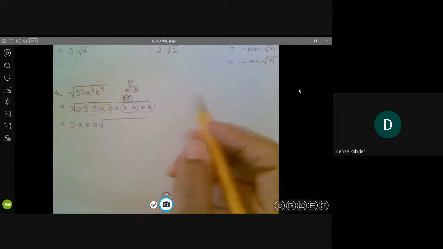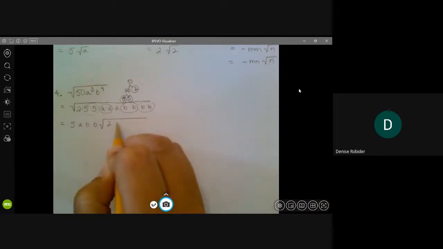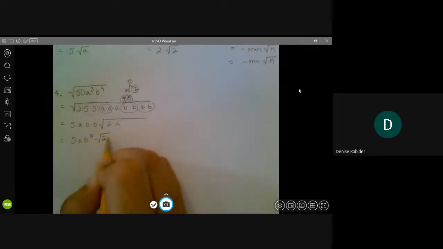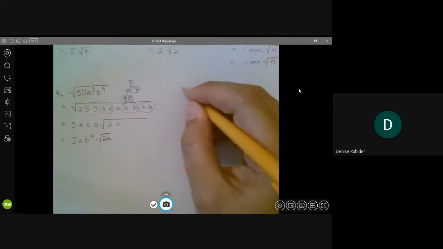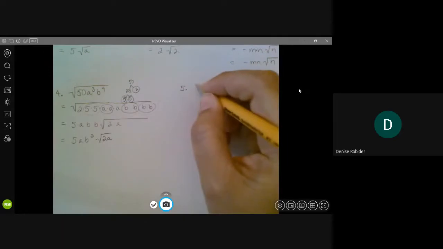Now let's look at the leftovers. I've got a 2 left over. I've got an A left over. Now I just multiply, and I get 5ab squared times the square root of 2a. And there it is. Y'all, if I just made life easier for you, then I've done my job.